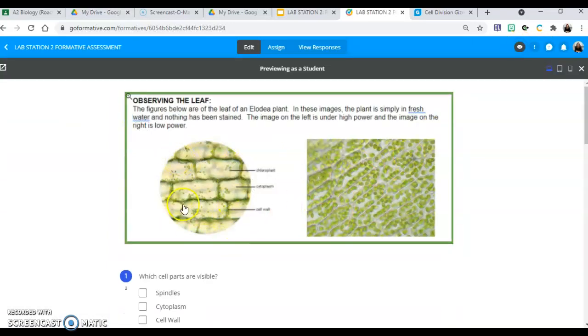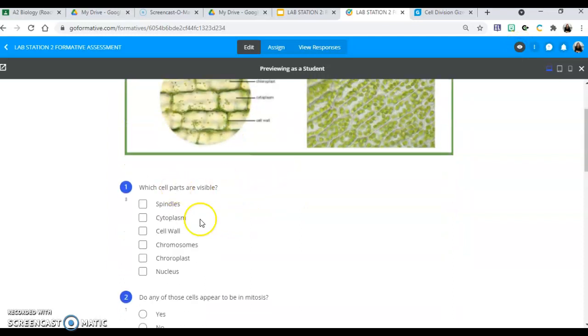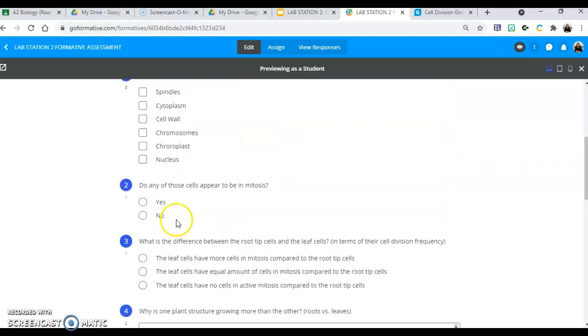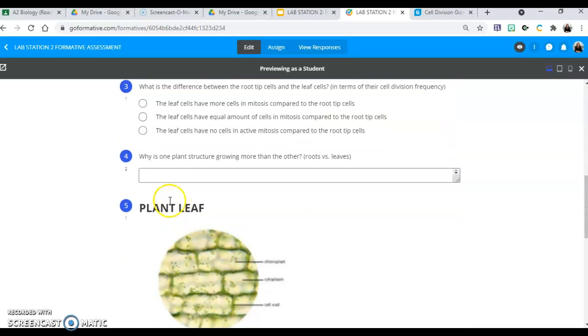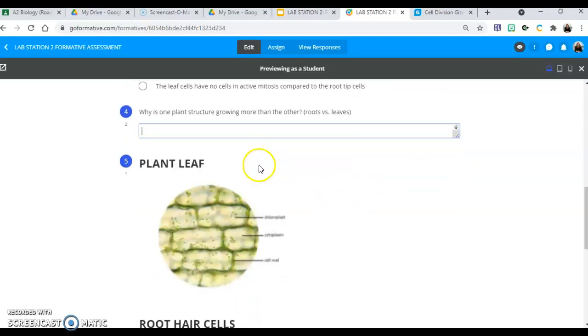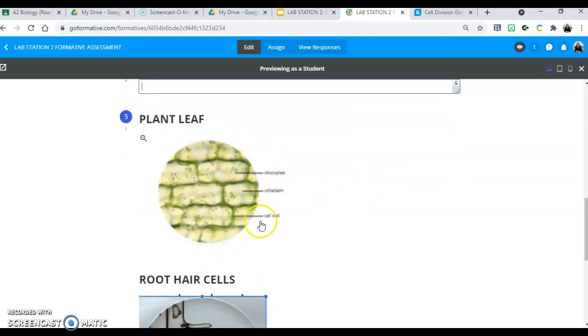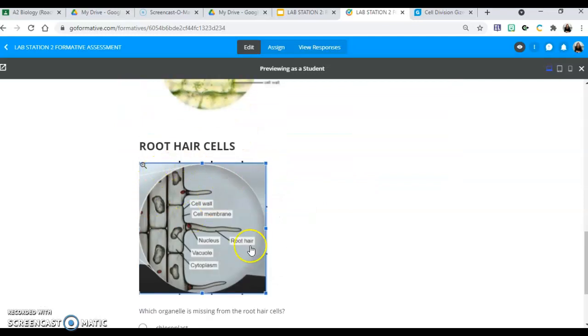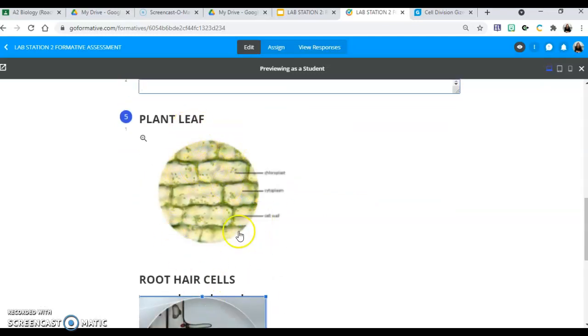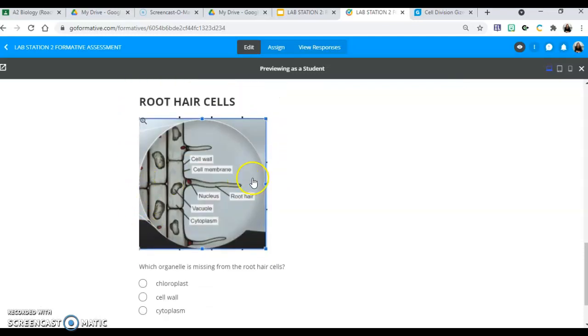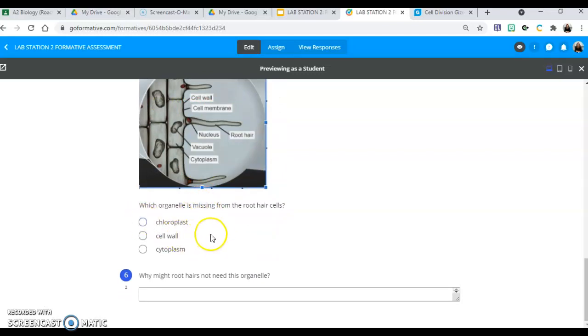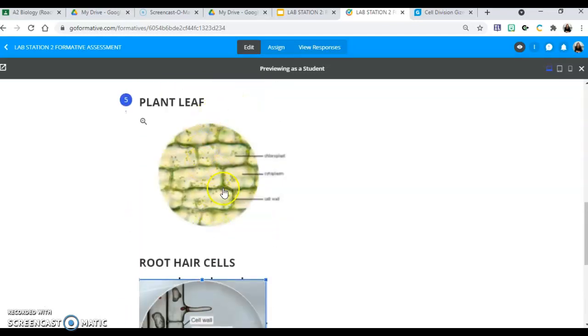So you're going to just use the picture here and answer the questions, using those two photos up there. Think about this one, it's an open-ended one. Why is one plant structure growing more than the other? Roots versus leaves. Here we have a zoomed in of a plant leaf versus root hairs. So again, this is the top part of the plant, that's green. This is the underground part, right? That's the roots. So you want to see which one is missing, so compare the two.